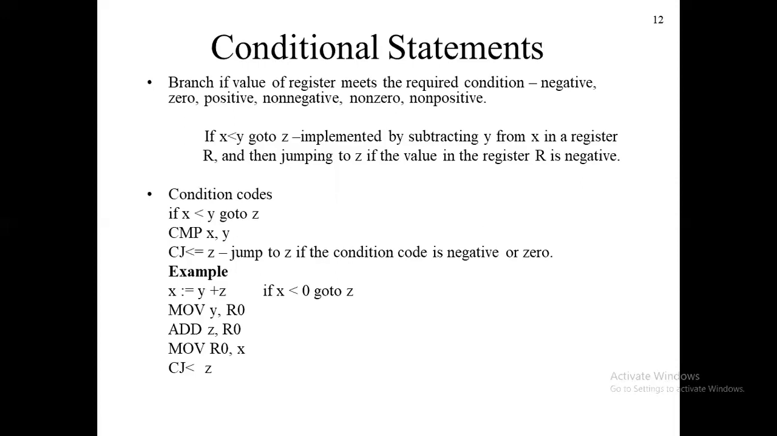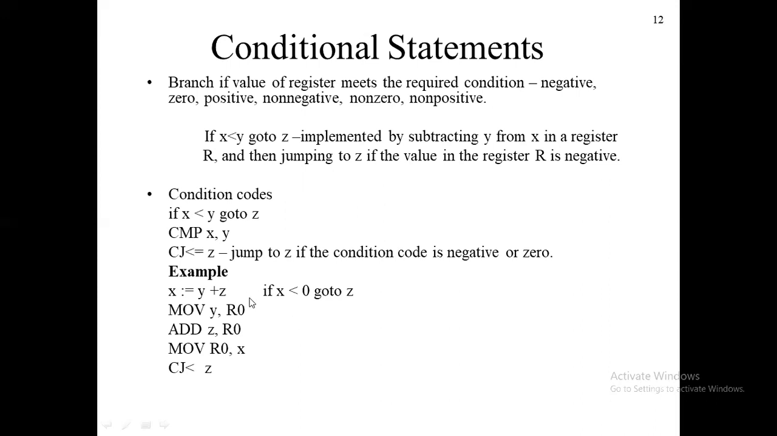Next, we have if X less than 0, go to Z. That is the instruction CJ less than. It will jump to Z if the condition code is negative. So a single instruction will evaluate this full process. That is, if it is less than 0, go to Z. This will be done automatically by CJ less than Z.